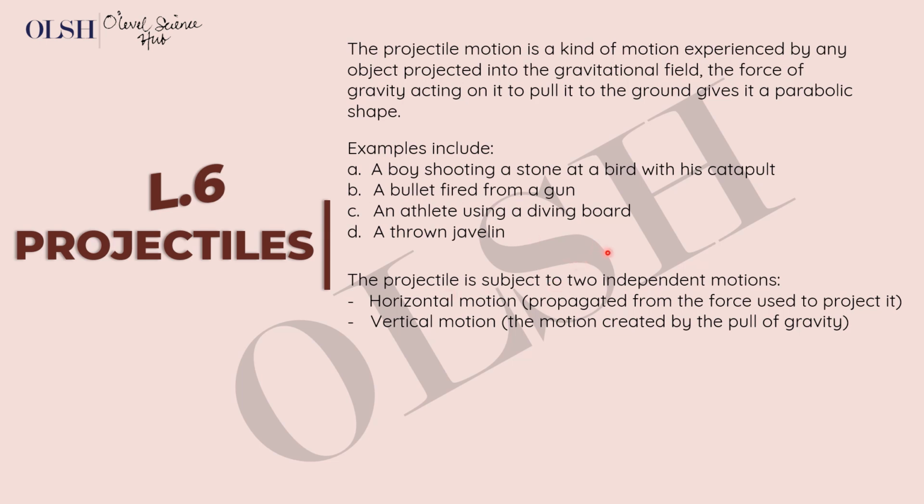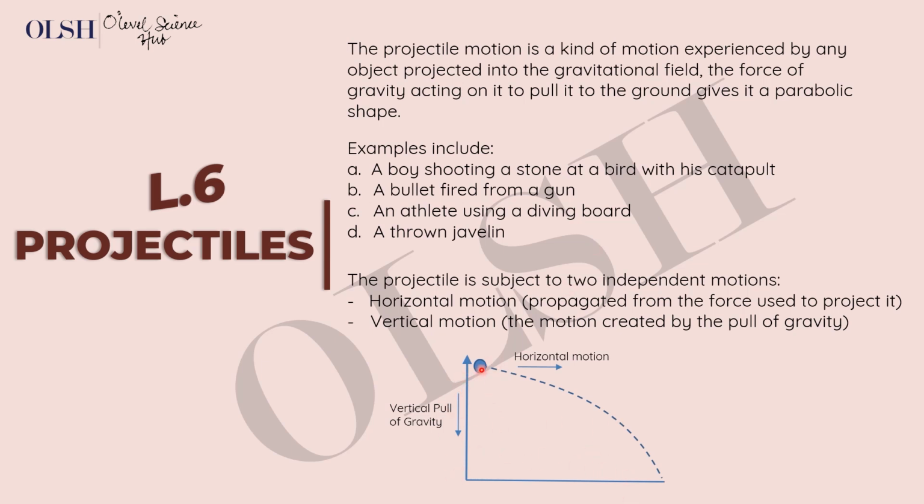The projectile is subject to two independent motions. One, the horizontal motion, and two, the vertical motion. Like I said earlier, the horizontal motion is propagated by the force with which you throw it, while the vertical motion is propagated by the force of gravity on it. So this is a pictorial example of what we're talking about.